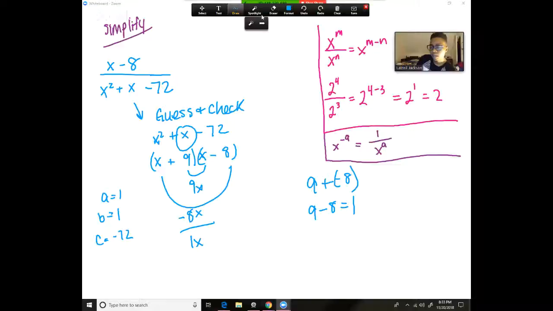And mind you, most of this was in my head. But if you're not far enough along, it's going to be hard for you to do this all in your head. That's why the AC method is key. AC method, or factor by grouping, is key.